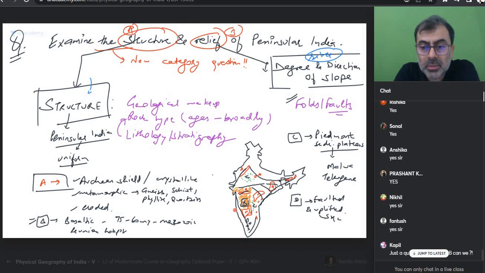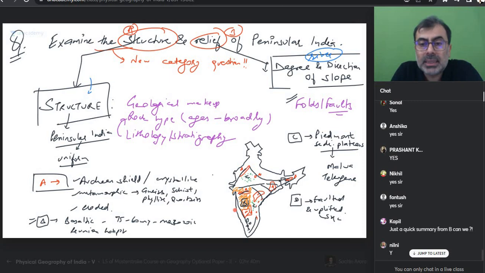Kapil is saying just a quick summary from B. So A was Archean, B was basaltic. Remember that basaltic magma which has got erupted, right? Then C was the Piedmont sedimentary plateaus. So wherever the sediments have gone and collected, there is a big plateau here called the Malwa plateau. And then here we have the Telangana plateau.